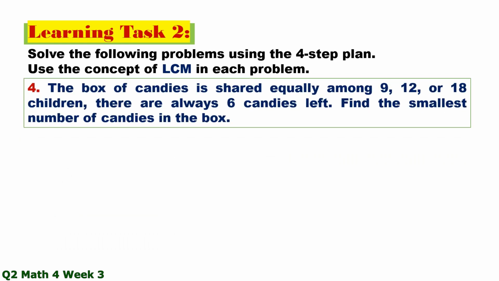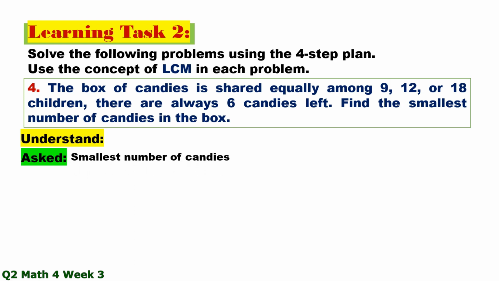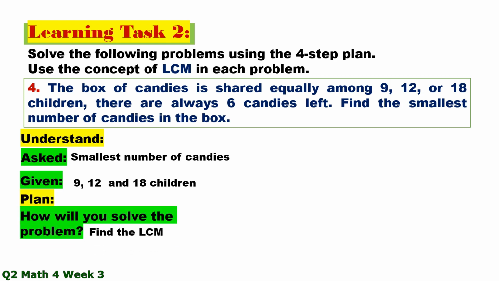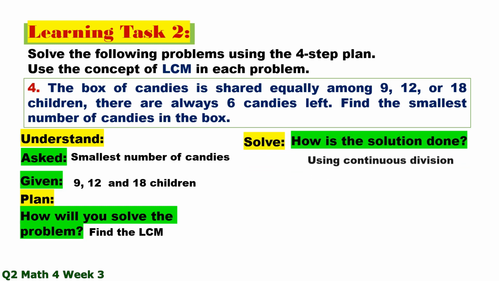Number 4. The box of candies is shared equally among 9, 12, or 18 children. There are always 6 candies left. Find the smallest number of candies in the box. What is asked? Smallest number of candies. Given: 9, 12, and 18 children. How will you solve the problem? Find the LCM.